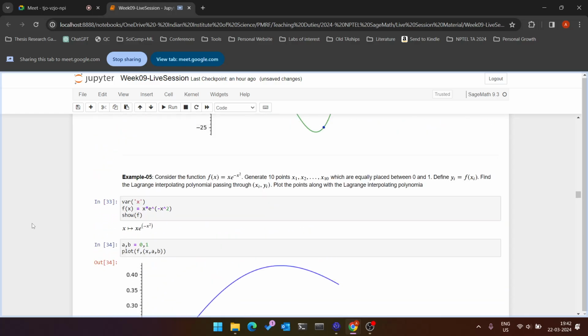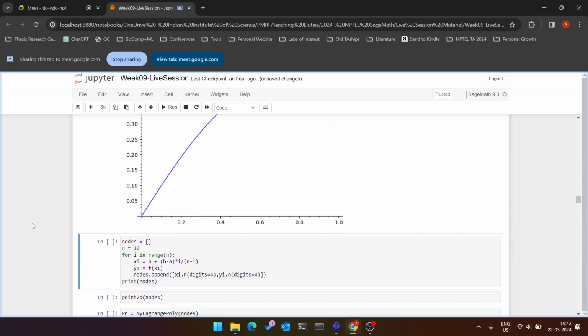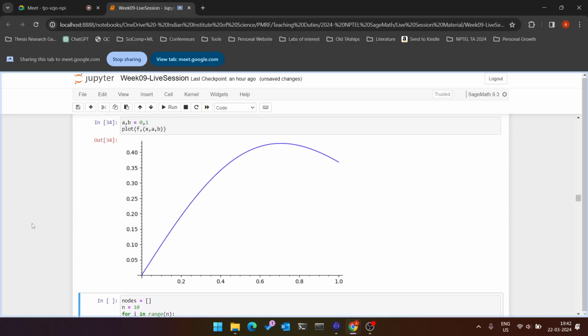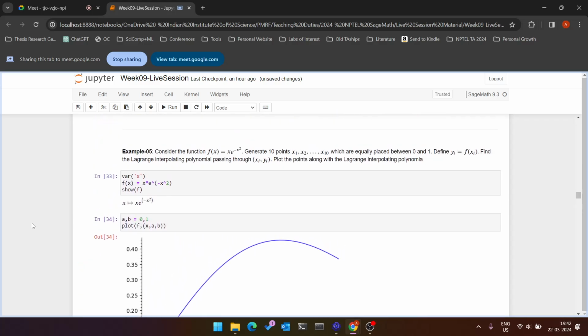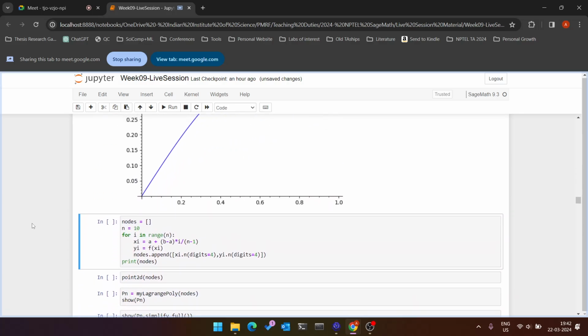Next we have to calculate the nodes, or a set of points xi, yi, required for the Lagrange polynomial. So I specify an empty array called nodes, total number as 10, and for i going from 1 to n, I calculate xi as a plus (b minus a) into i by (n plus 1), so equally spaced points. yi is nothing but f of xi.